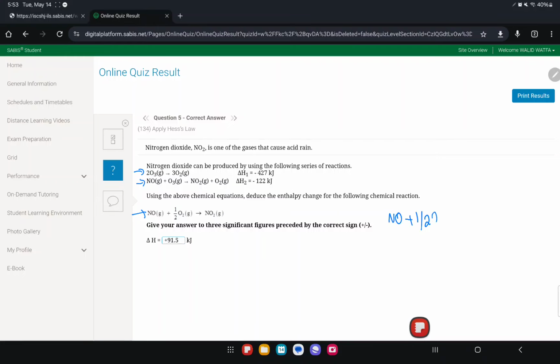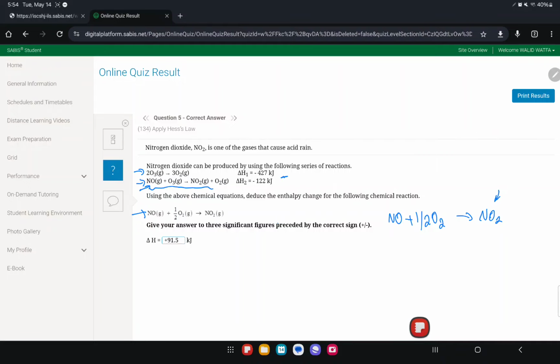NO plus half O2 to produce NO2. Okay, this is what we want, right? All of this. The second step I like to do is I leave oxygen for the end, right? I leave oxygen to the last. I see what do I have? I have NO2 on the product side. So now we have to take a reaction that has NO2 on the product side, and it's going to be this one, NO plus O3 to produce NO2 plus O2, right?